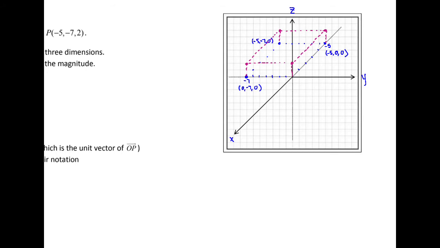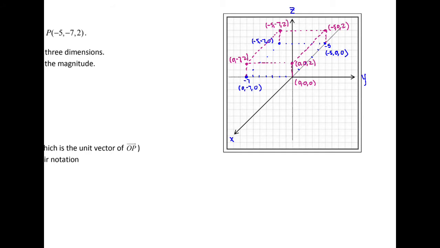So let's label all the points that we have. This is the origin, (0, 0, 0). We raise it up by 2 units, and it becomes (0, 0, 2). This point here, originally (-5, 0, 0), raised up by 2 units becomes (-5, 0, 2). This point here, originally (0, -7, 0), raised up by 2 units is (0, -7, 2). And finally, this point here, originally (-5, -7, 0), becomes (-5, -7, 2).